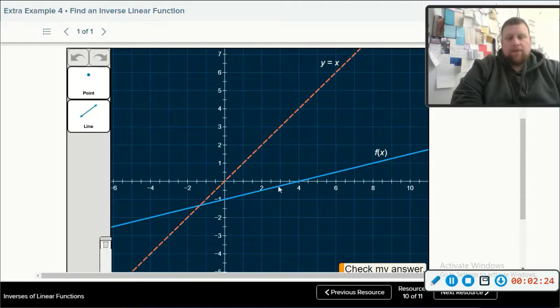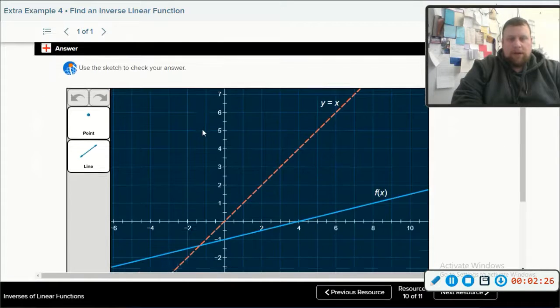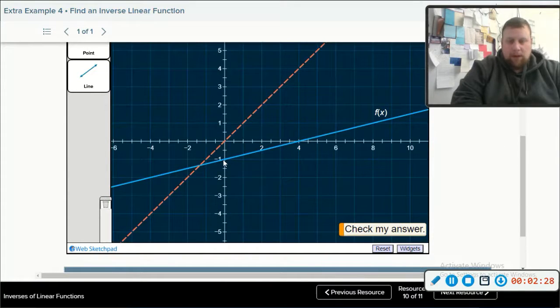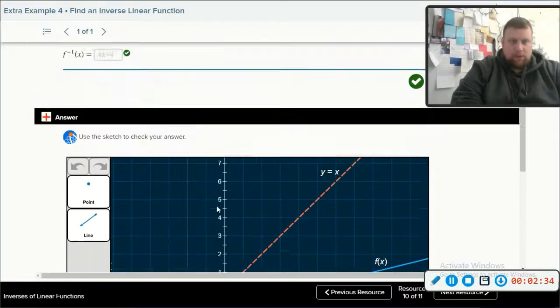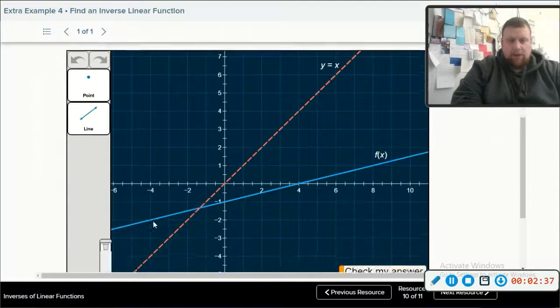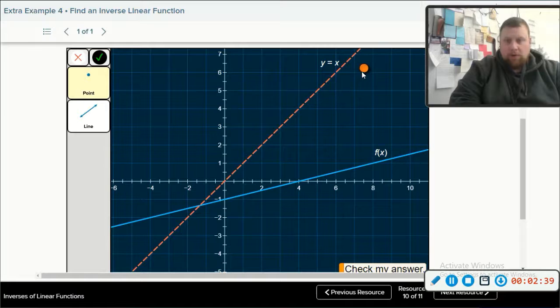Now, they've already graphed f of x. They've already graphed that 1/4 x minus 1. We see it. It crosses through minus 1, and it's up 1 over 4, right? Okay. But we want to graph 4x plus 4. That's what we solve for the inverse and make sure it's the inverse. So we start off at 4, right?